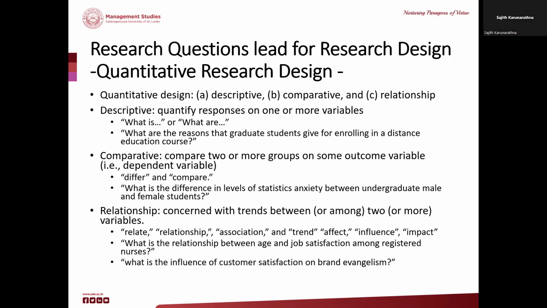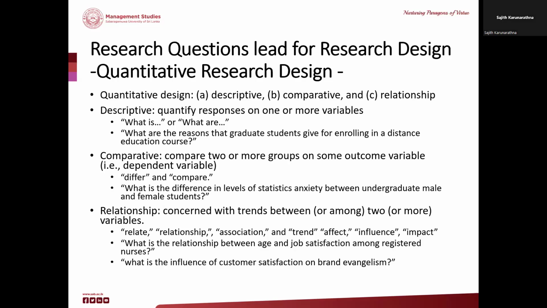So for relationship bounded questions we use relate, relationship, association, trend, impact, effect, influence. So what is the impact? What is the association between? What is the relationship between? What is the impact of A on B? Likewise. And historically bounded questions are based on historical data sets.